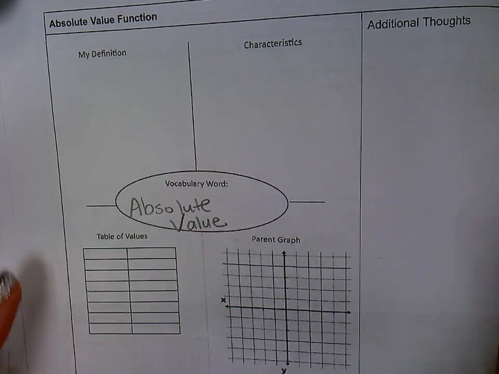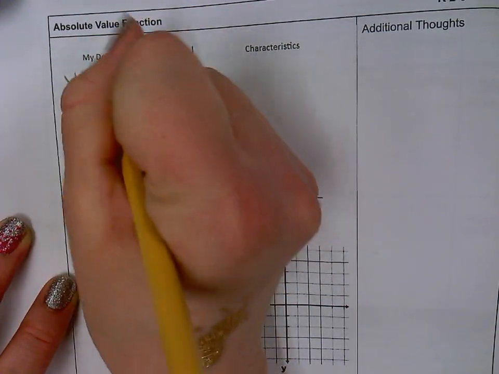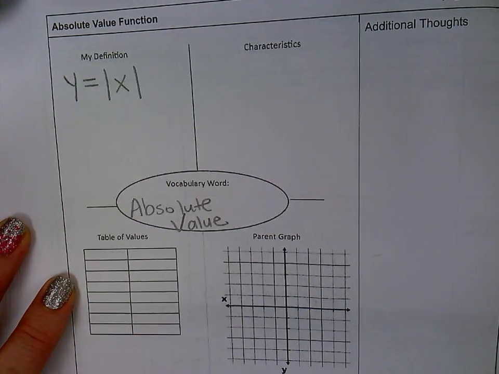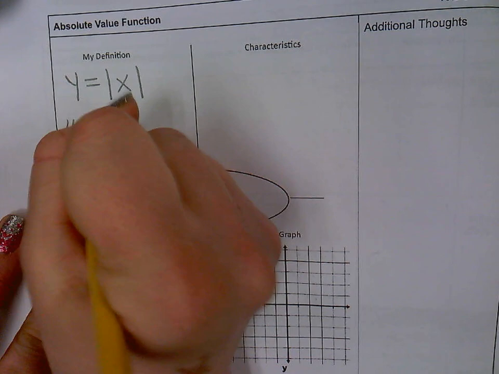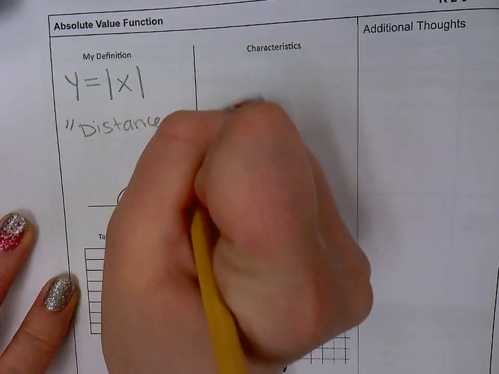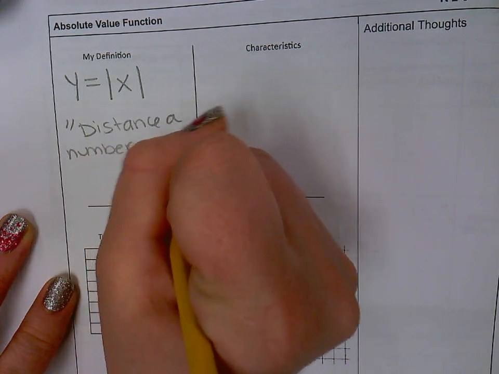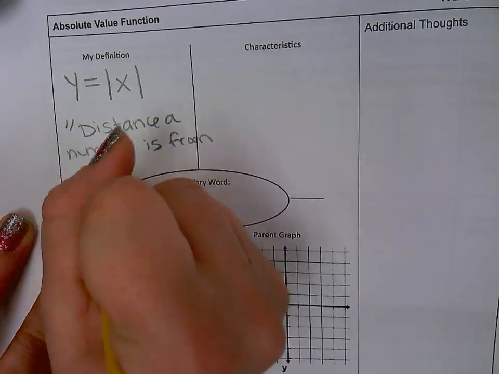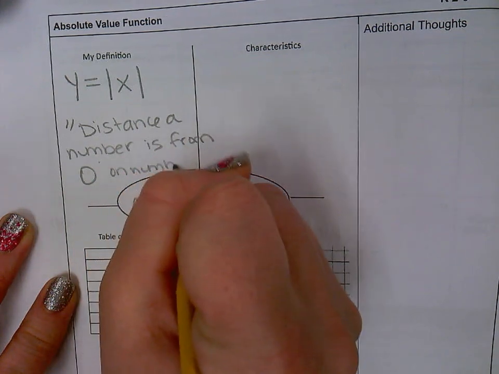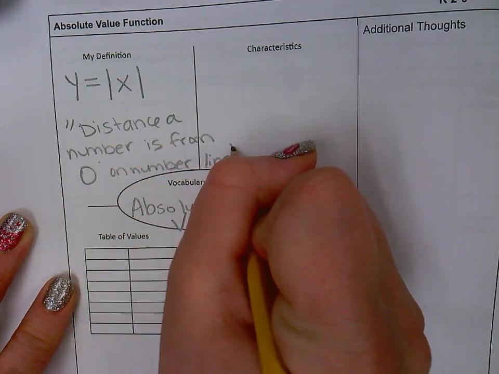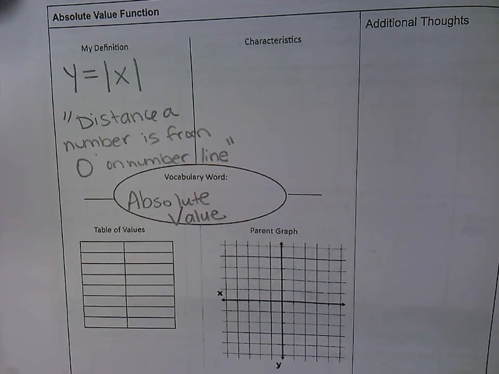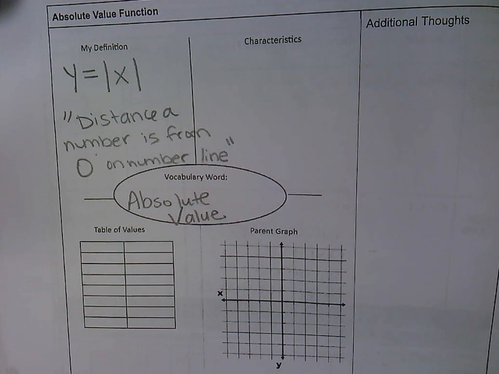Okay, the definition. It is a function y equals absolute value of x. And what it means is the distance a number is from 0 on the number line. That is the true definition of absolute value. So if you're doing the absolute value, you're doing what is the distance. Even if I go backwards 3 steps, I just walked a negative distance, but I really did walk 3 steps.